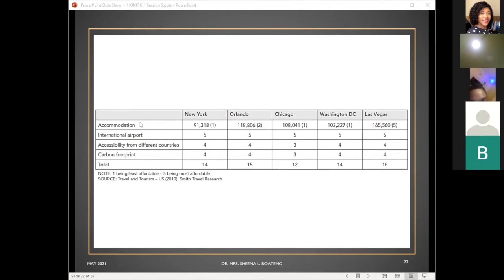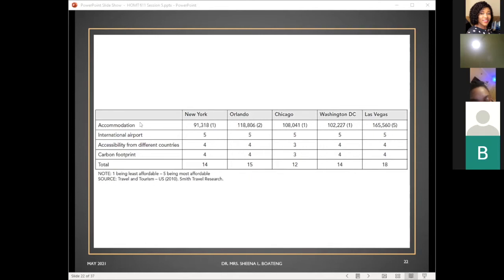And then carbon footprint, which has to do with how the operations of the hotel contributes to the deterioration of the environment. So based on these criteria, they assigned a score to each of the cities, ranging from 1 to 5. 1 being the least affordable, 5 being the most affordable. So here they were looking at affordability generally.